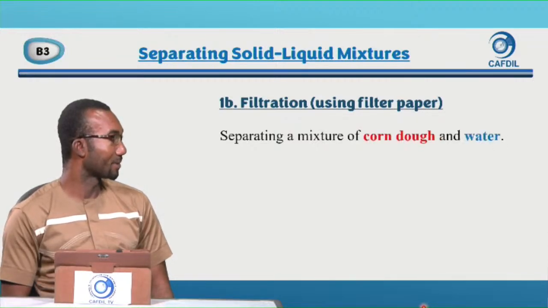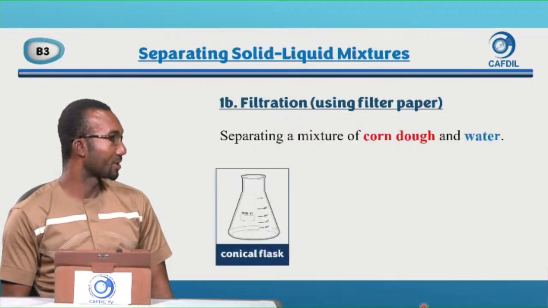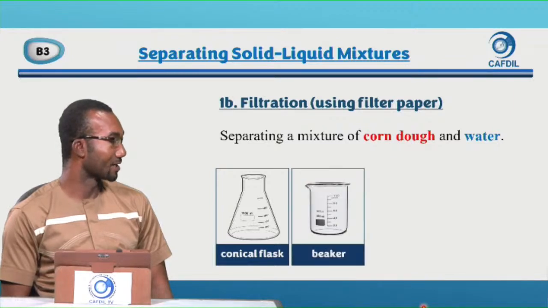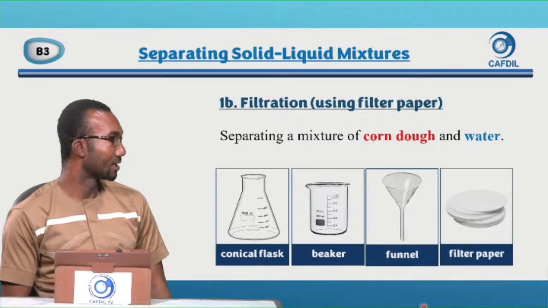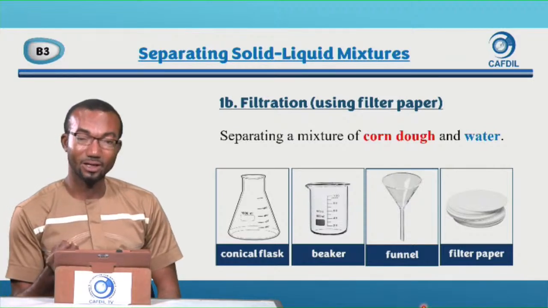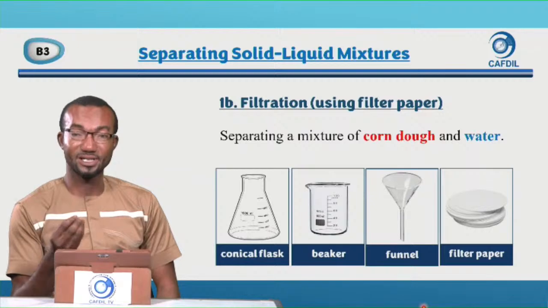Let's use the filter paper again to separate a mixture of corn dough and water. So we use these items: the conical flask, the beaker, the funnel, and filter paper. We have seen how to use the filter paper to separate sand and water.